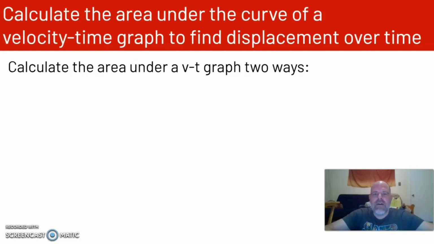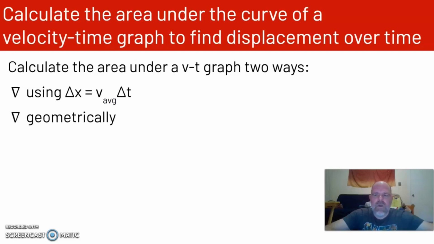So we can calculate the area under a velocity time graph in two ways. We can do it using the definition of average velocity, which is average velocity is equal to delta x over delta t. And here in this equation, we've just rearranged the equation to solve for delta x. So we have delta x is equal to the average velocity times delta t. Or we can do it geometrically. And we're going to look at several different examples of that in the next few slides. And we'll also look at an example from an AP question as well.